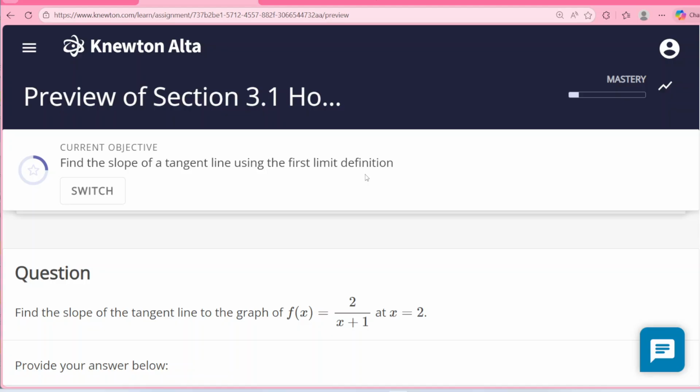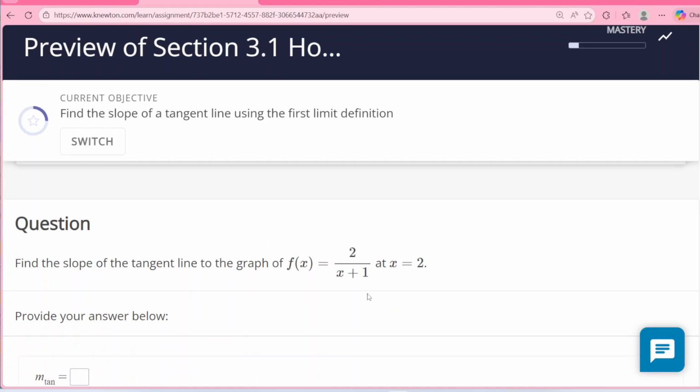All right, so back to using the first limit definition. This time, I've done a bunch where I've already graphed. I'm just going to do it without graphing now. Hopefully after enough practice, you'll be able to find these slopes of tangent lines, again also known as derivatives, without looking at a picture.